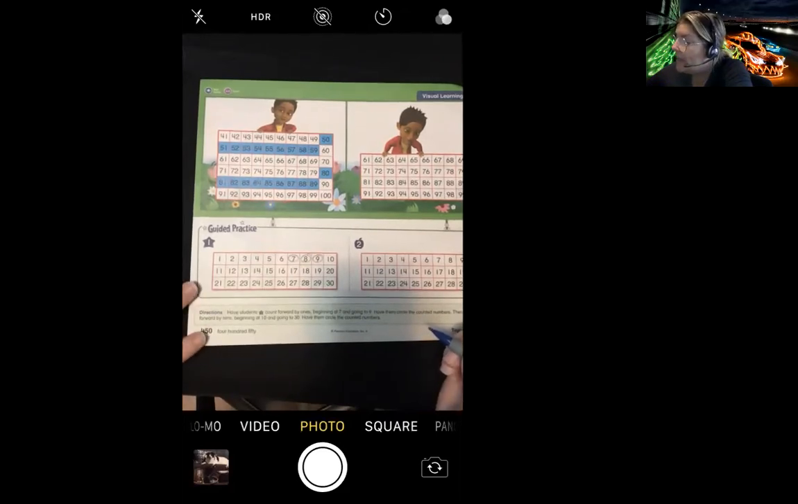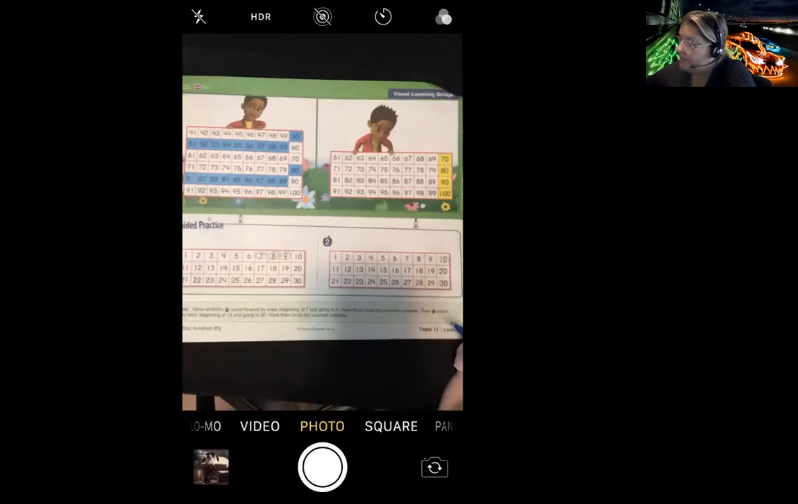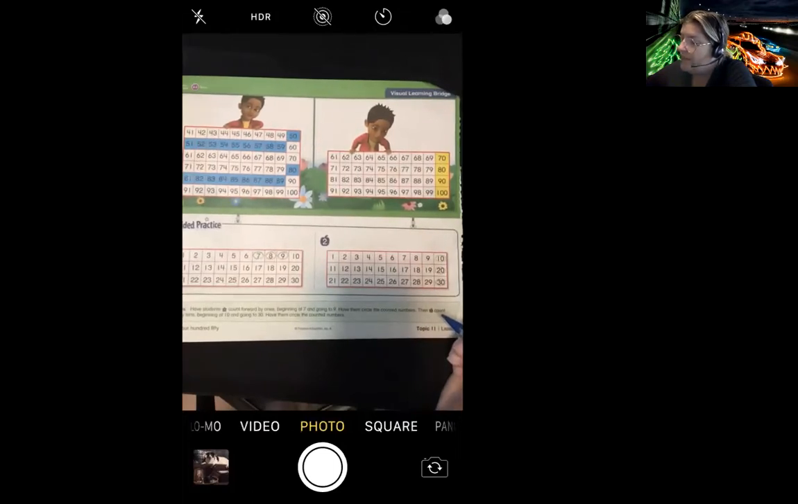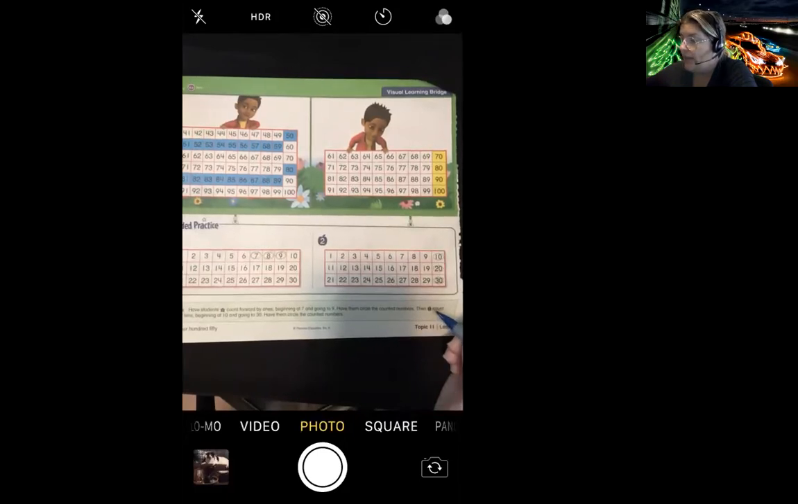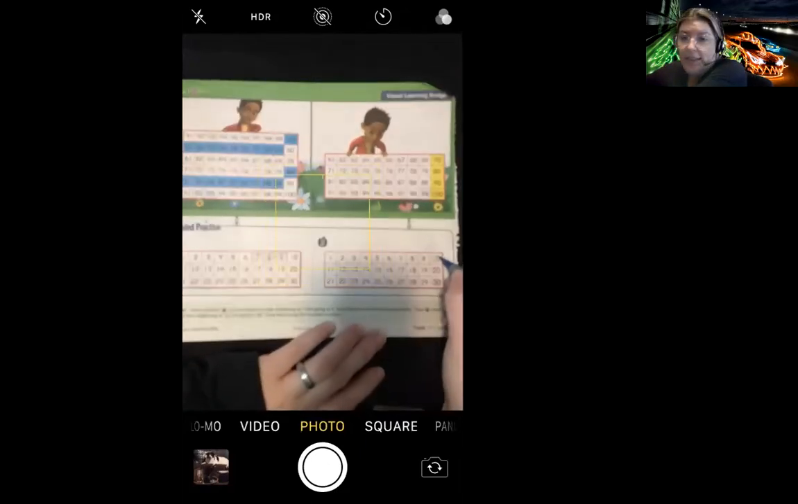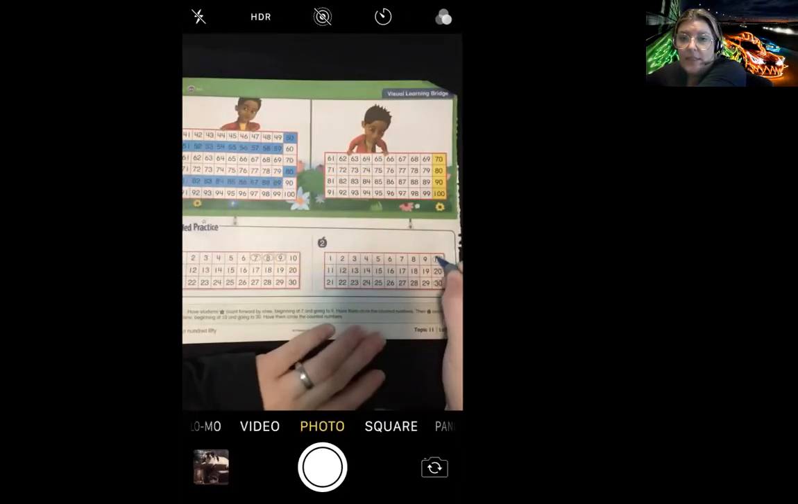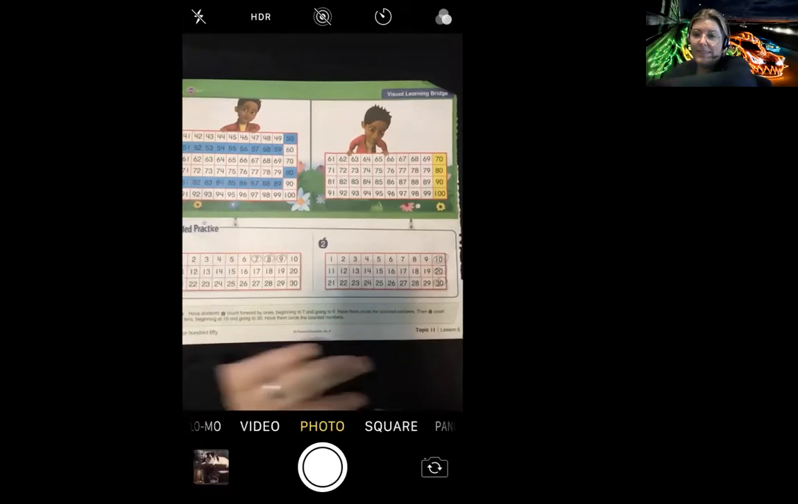All right, so now let's look at number 2. We're going to count forward by tens, beginning at 10 and going to 30. Okay, so we're going to circle. This is just giving us lots of fluency practice for our number chart. Let's start at 10, and we're going to count by tens up to 30. Here we go. 10, 20, 30. Nice, we did it.